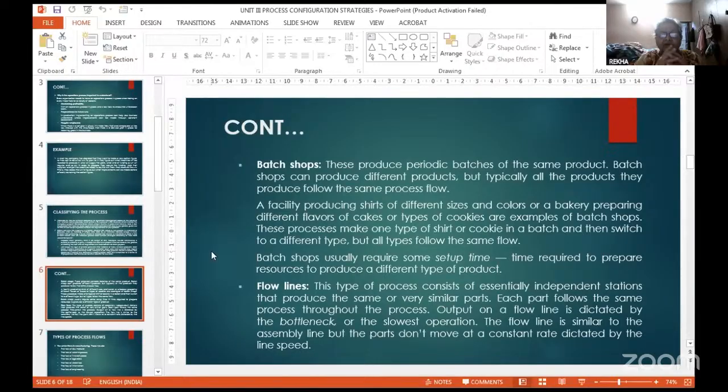Then you have flow lines. So first of all, you have project, then you have job shops, which is for individual. Like the job can be to design a house for someone or an office for someone. So it is exactly according to the requirement of that particular customer. But batch, it can be a group of things of the same type in one batch.